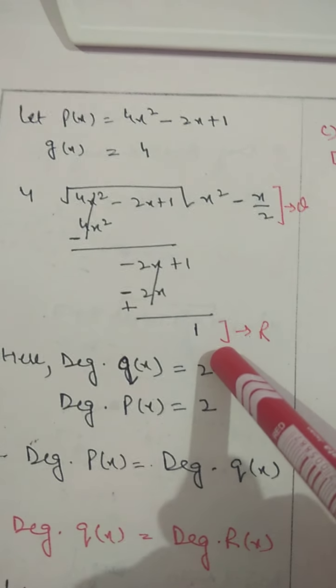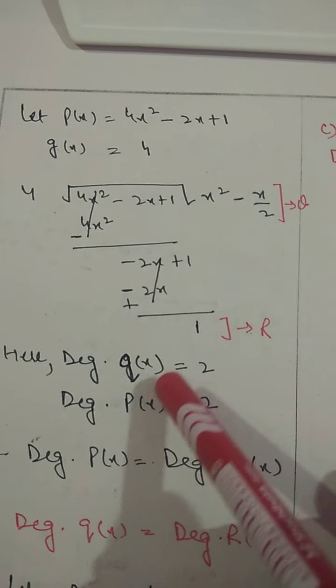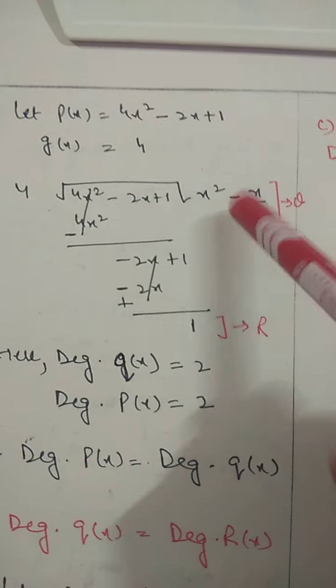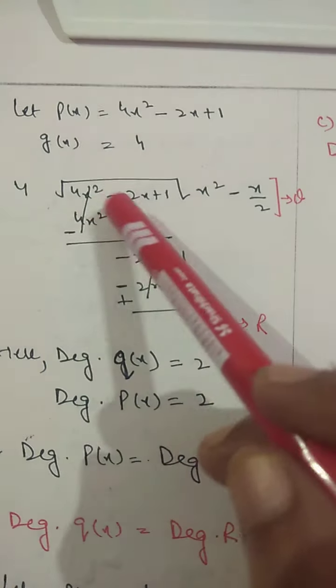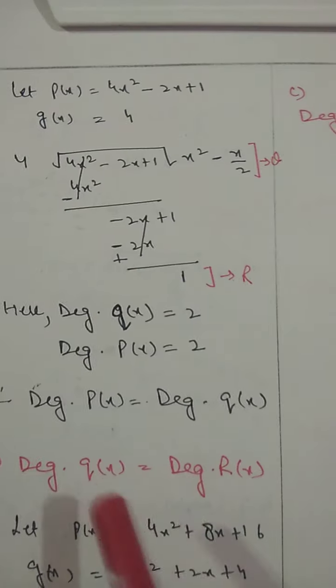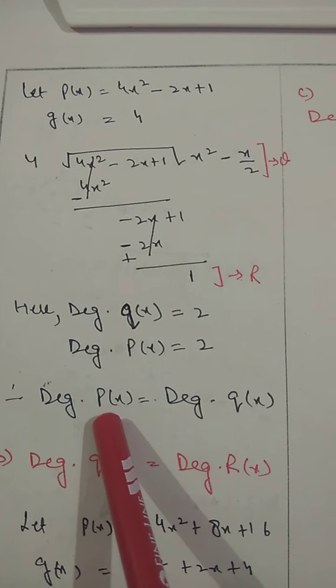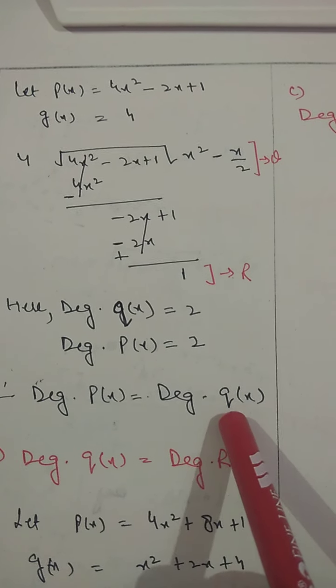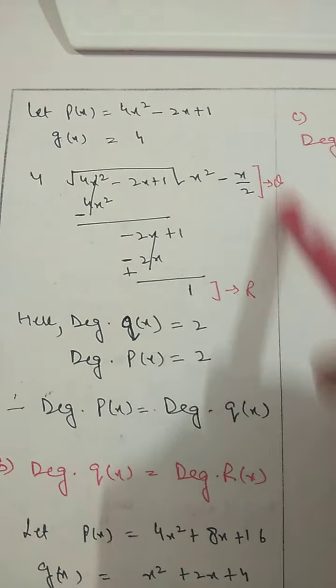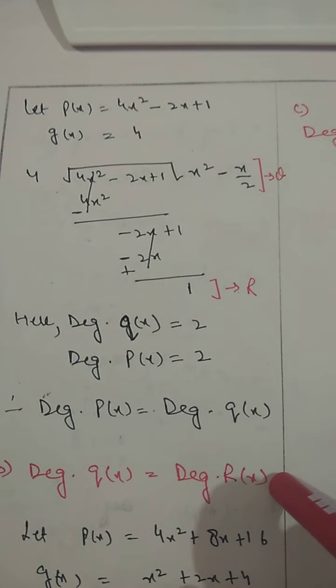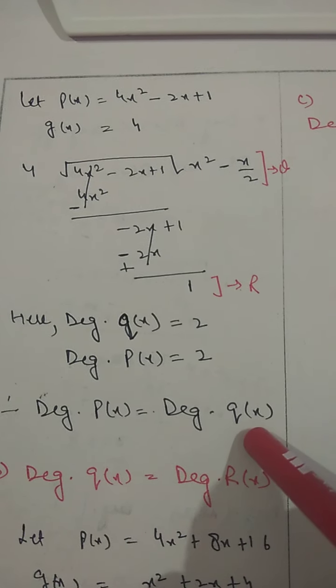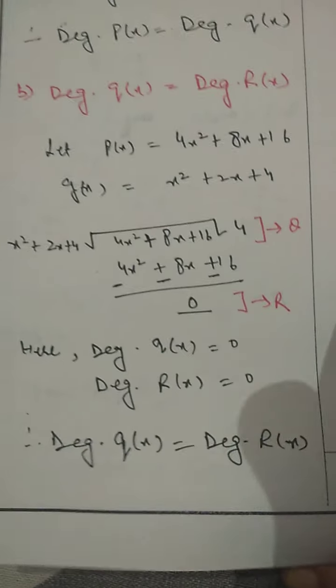From here we can see that the degree of quotient is 2, and the degree of dividend is also 2. So it means the degree of dividend is equal to the degree of quotient. By this example we have taken polynomials where the degree of dividend is equal to the degree of quotient. Let's move to the next part.